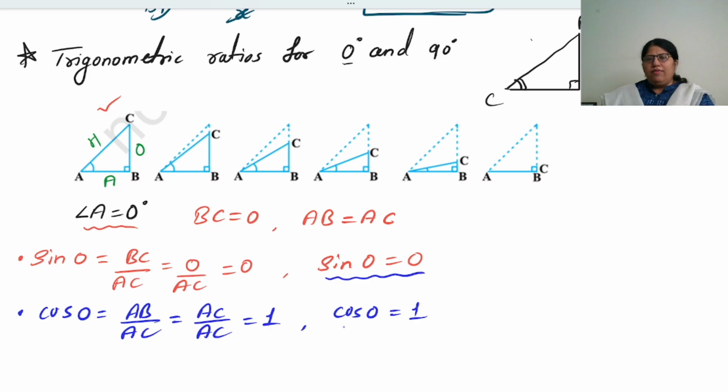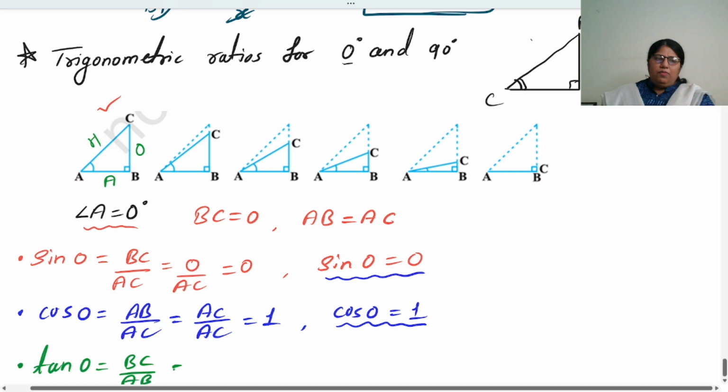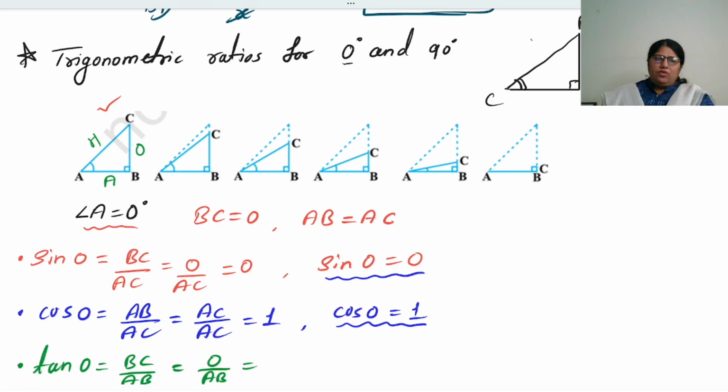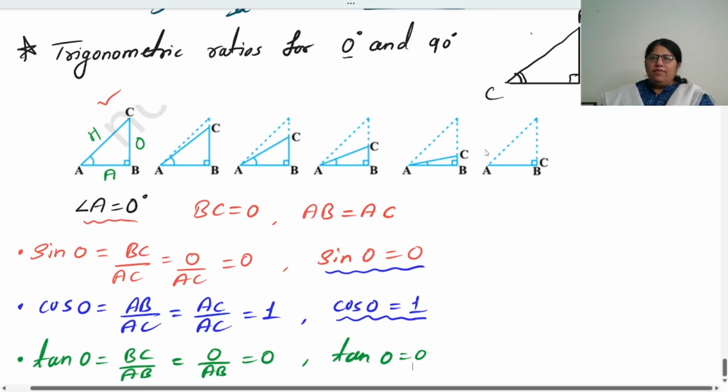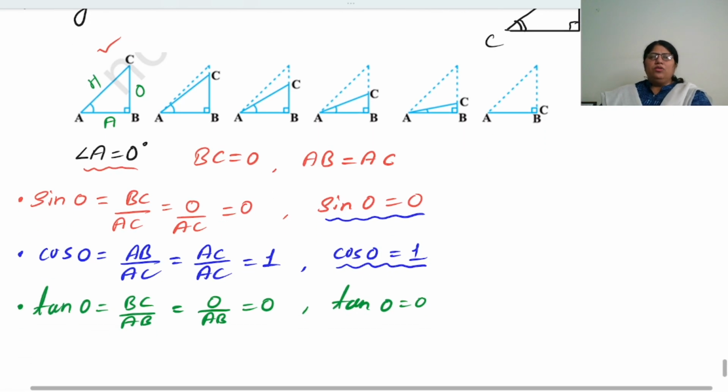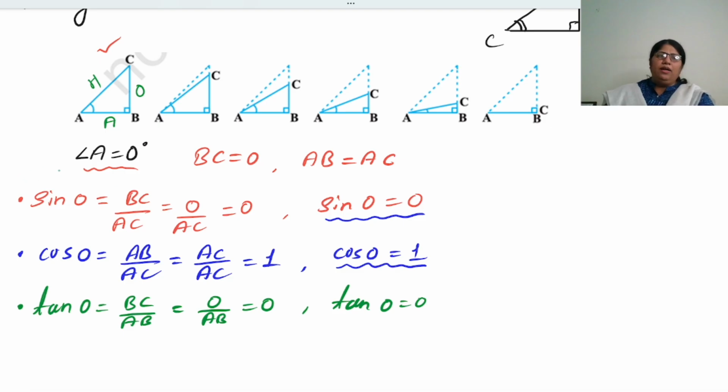These are the values you have to remember. And after that, if I take tan 0, then here tan 0 is opposite by adjacent, so BC by AB. Now BC value is 0, so 0 divided by AB is going to be 0. So tan 0 is also 0, right? So these are all the values you can find out, and its reciprocals also. This is for 0 degree. So angle A rotation is becoming 0.